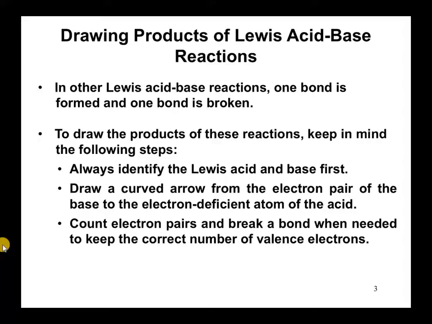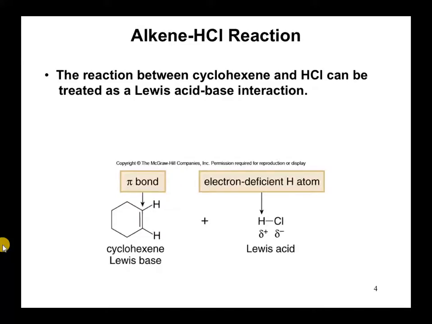Then you're going to count electron pairs and break the bond when you have to, to keep the correct number of valence electrons. Remember, for carbon, it always needs to be 8, right? No exceptions when you're doing reactions. Now you can make some sort of carbocation that only has 6, but you know that that's going to be pretty unstable.